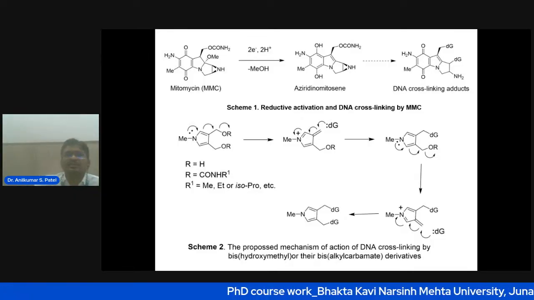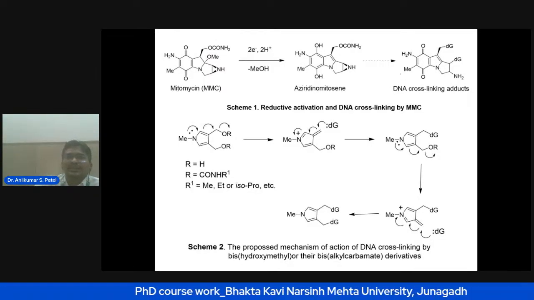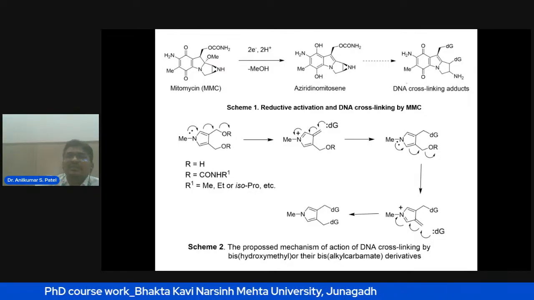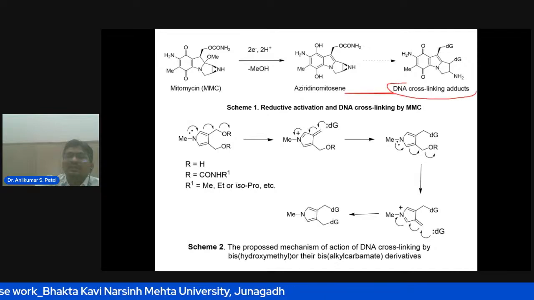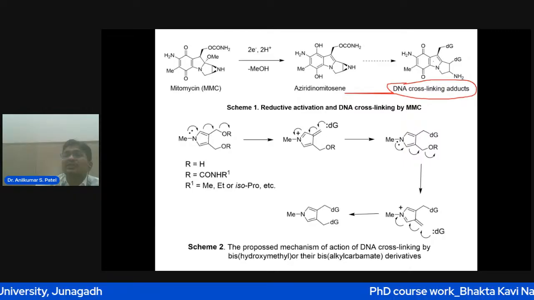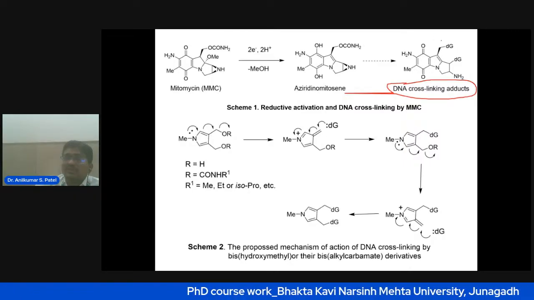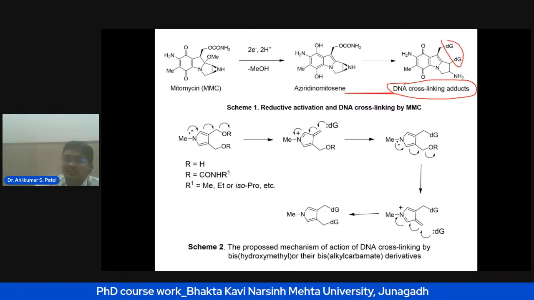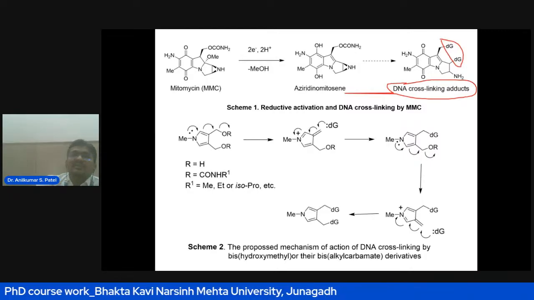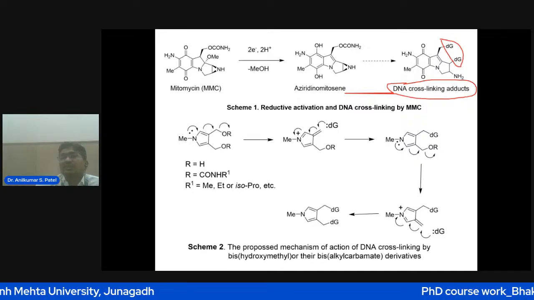Here we can see that mitomycin C, as a result, can be cross-linked with the DNA and produce a DNA cross-link adduct. Here the mitomycin particularly gives the DNA cross-linking adduct. So reductive activation and DNA cross-linking by the MMC take place.